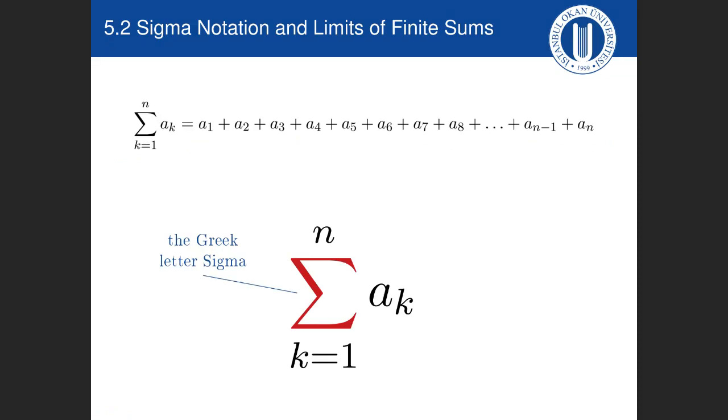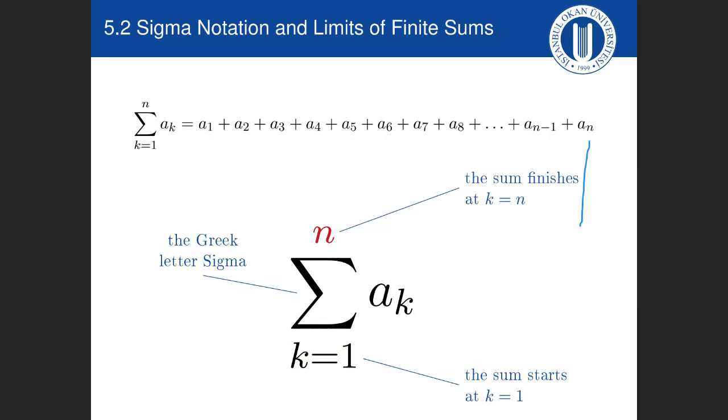This symbol is the Greek letter capital sigma. The k equal to 1 on the bottom tells us that we're going to start our sum when k is equal to 1, and the n on the top tells us we're going to finish adding these terms together when we get to n. And then we have ak, which is going to be the formula for the kth term.